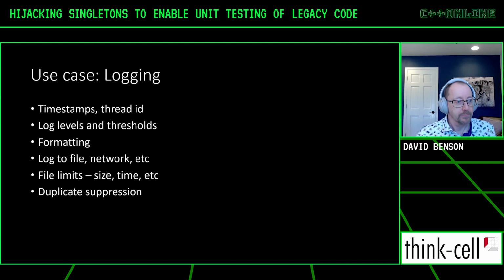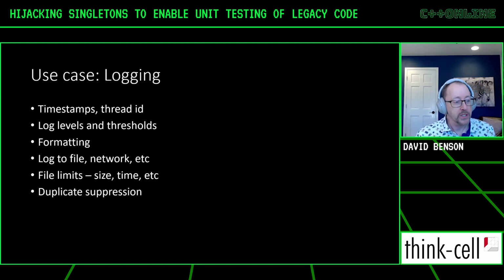So let's take a use case: logging. We all have probably cases in our code where we have some logging that we need to do. We have a library to do it. You might want to have some timestamps, thread ID, locking to make sure that different threads don't overwrite each other, log levels and thresholds, and some formatting. Simple case, you log to a file, more advanced case, network. And you might have some limits on the file size, rollovers. What do you do? Do you compress them? All kinds of things. You might get fancy and do some duplicate suppression. But I'm going to use the use case of logging to show some ways that we work with singletons.